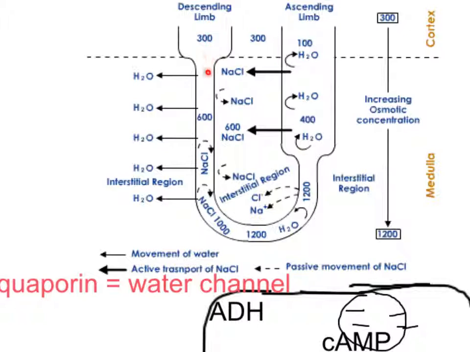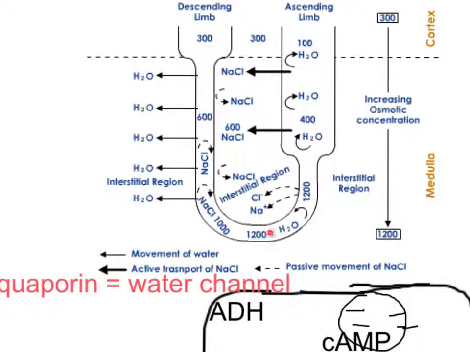so this is the descending limb, and as we can see, as the filtrate passes down the descending limb, water moves out of the filtrate. The reason it moves out of the filtrate is because the water potential is higher in the filtrate than it is in the surrounding cells. So as the water moves down here, as you can see, it becomes progressively more concentrated. So 300, whatever that 300 is, to 600 to 1000, in terms of concentration of sodium chloride.